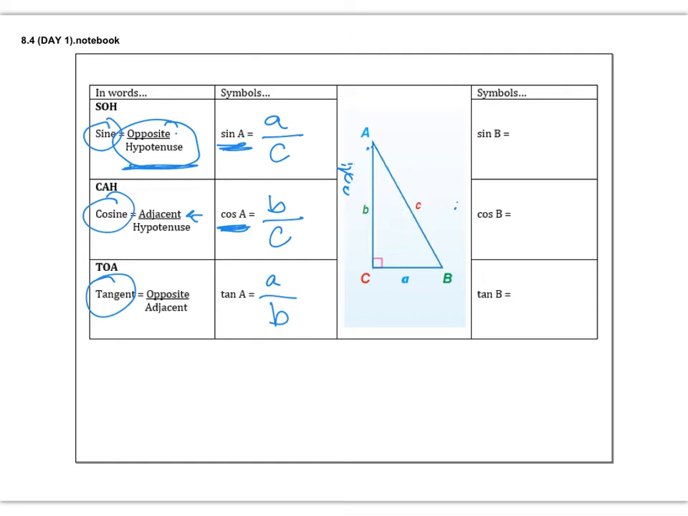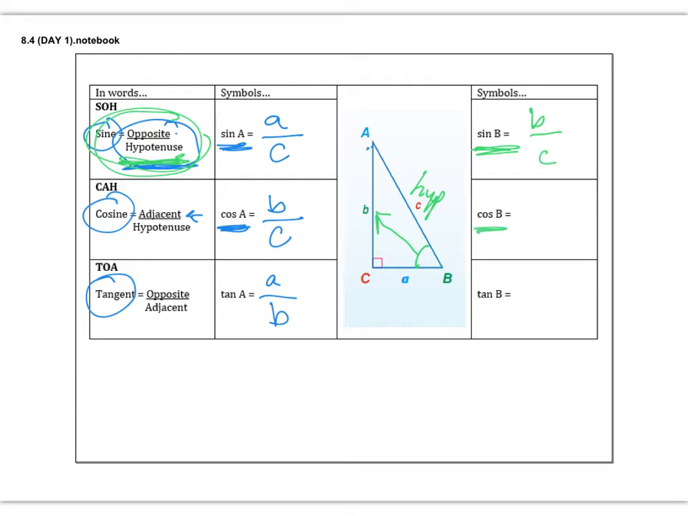Let's use the same picture, but let's work from angle B. So let's find the sine of B. Now I go to angle B in my picture. Remember, sine is opposite over hypotenuse. So what's opposite of angle B? Well, it's side B or little b. And then it's over hypotenuse, and the hypotenuse is still C. So it's going to be over C.